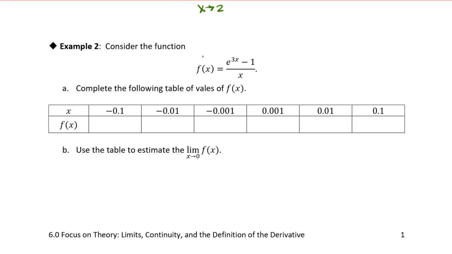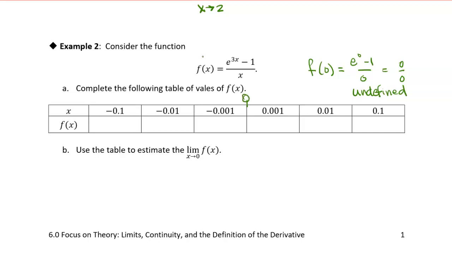Now, if I try to evaluate f of 0, then I get e to the 0 minus 1 over, sorry, not 1, 0. I'm trying to look at what happens when x is 0. I get e to the 0 is 1, and then 1 minus 1 is 0. I get 0 over 0, and that's undefined. So I don't know what's happening at 0. So what I want to do is use limits to see what happens as we approach 0.